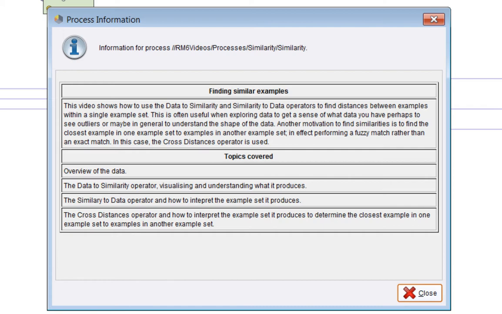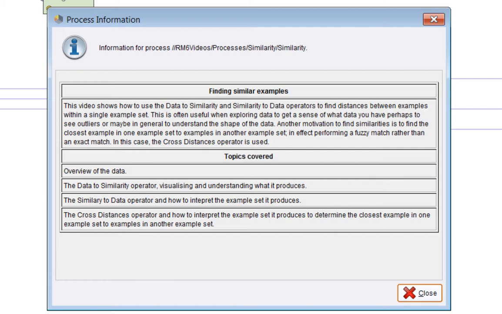Another motivation to find similarities is to find the closest example, perhaps in one example set, to examples in another example set, in effect performing a fuzzy match rather than an exact match. In this case, the cross-distances operator is used.